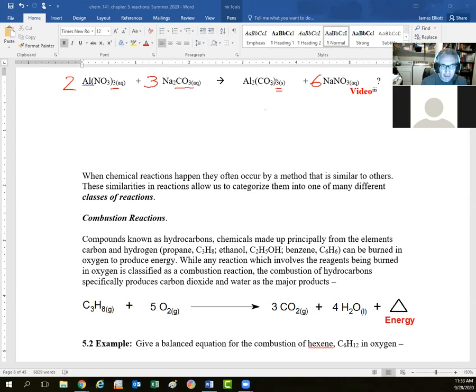2 aluminiums, 2 aluminiums. 2 times 3, 6 nitrates, 6 times 1, 6 nitrates. 2 times 3, 6 sodiums, 6 sodiums. And then 3 times 1 unit, 3 carbonates, and there's 3 carbonates on the right-hand side as well. So again, we get our final balanced equation.